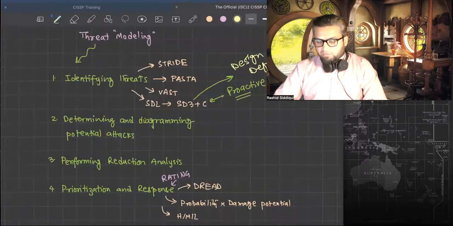And determining and diagramming potential attacks is also quite clear. There is no further discussion required on this topic. However, if you think that it's required, you can comment on the video.